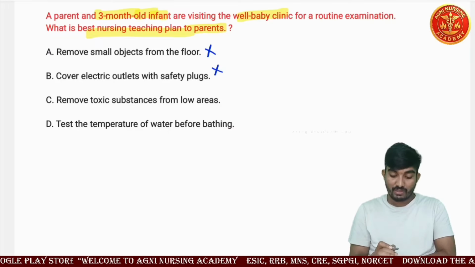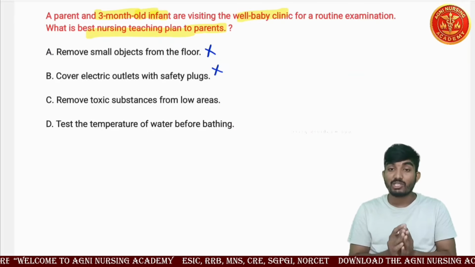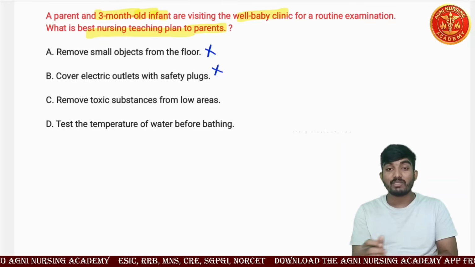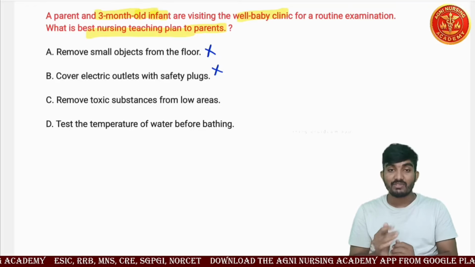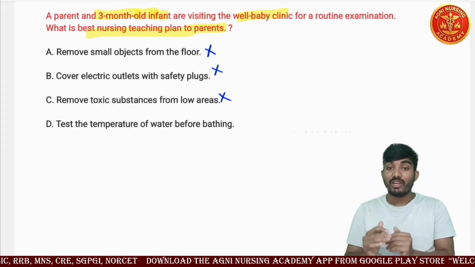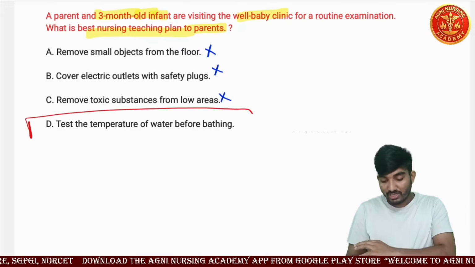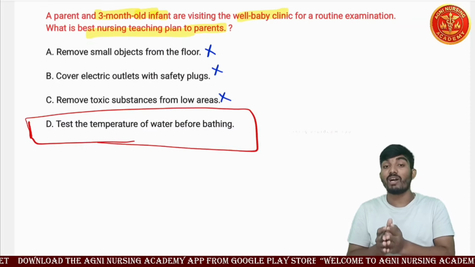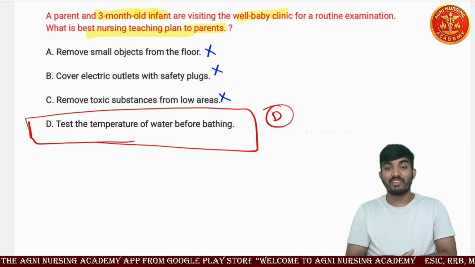Option C, remove toxic substances from low areas. The child cannot roll over and cannot grasp those substances, because the child is 3 months old. So this is also not a priority. But a 3-month-old child is given a daily bath, so the priority answer for our question is option D, test the temperature of the water before bathing. Option D is the correct answer.